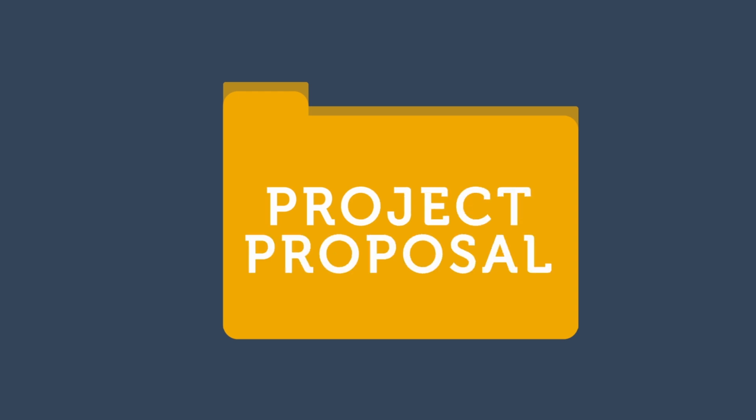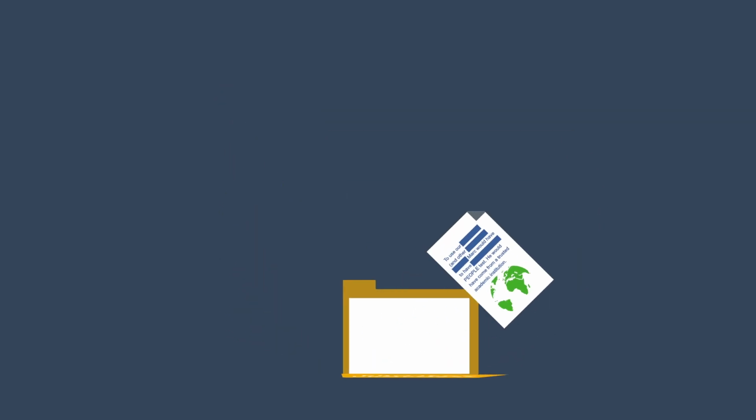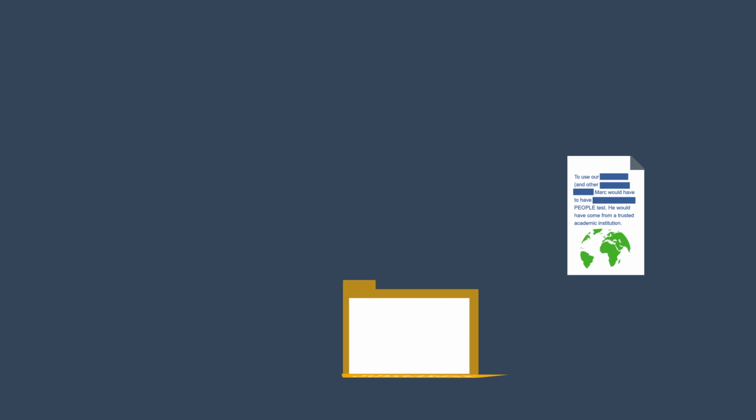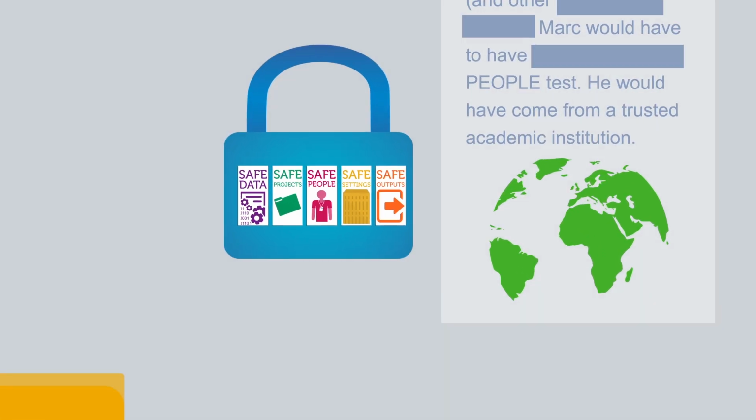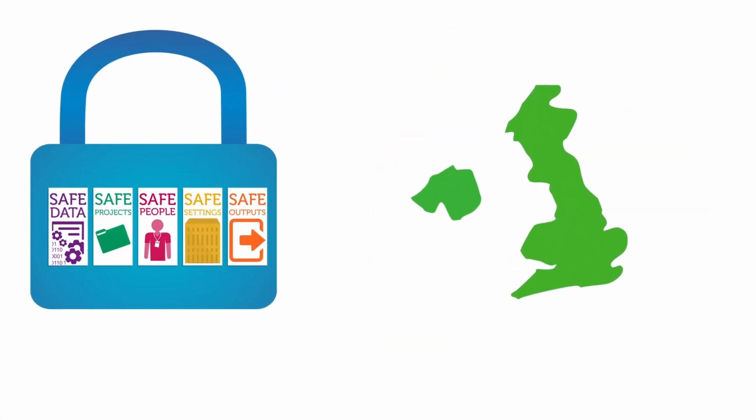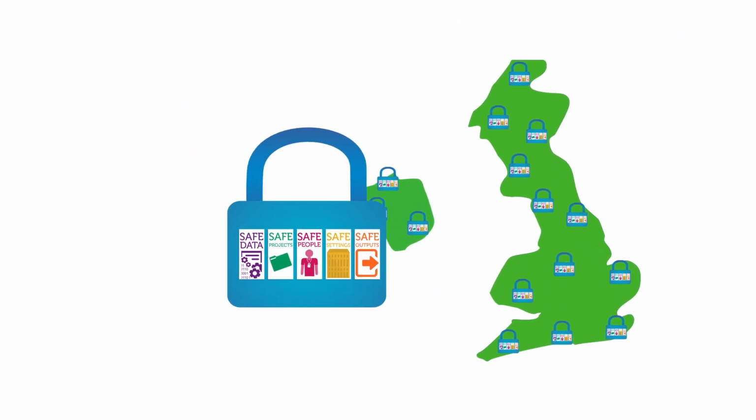Allowing researchers to access sensitive data while protecting people's privacy is critical. This is why we at UK Data Service use the 5 Safes framework. 5 Safes is used by a range of secure labs, including the UK's Office for National Statistics.